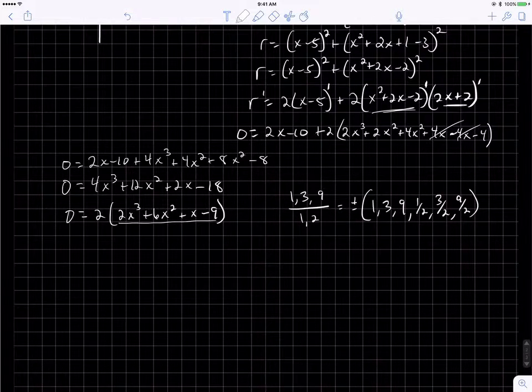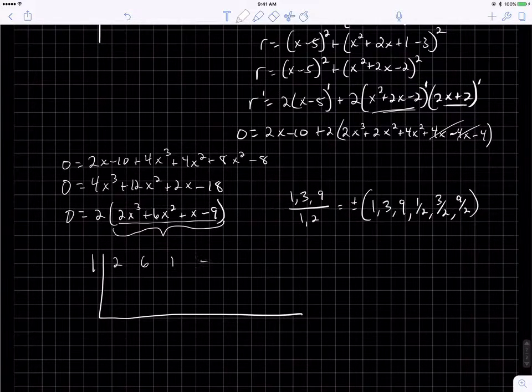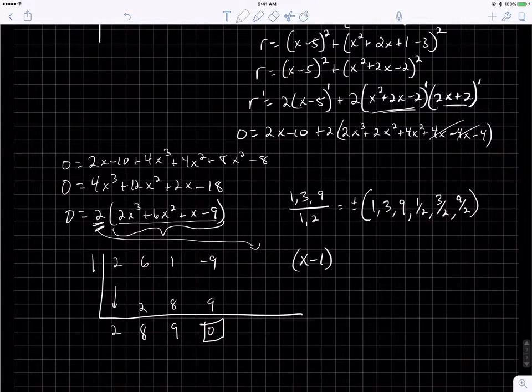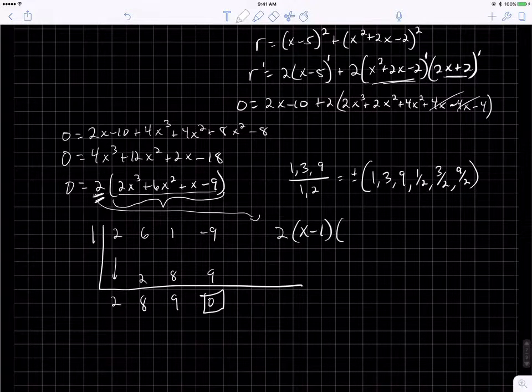You could use your calculator to graph this polynomial to kind of cheat a little bit and see which one works, so you don't waste your time testing them. So I know that 1 works. I'm going to divide 1 out and show that it works. So I've got 2, 6, 1, negative 9. Remainder of 0. So that means x minus 1 times, I have this 2 out here, so I'm going to carry the 2 over. x minus 1 times 2x squared plus 8x plus 9.